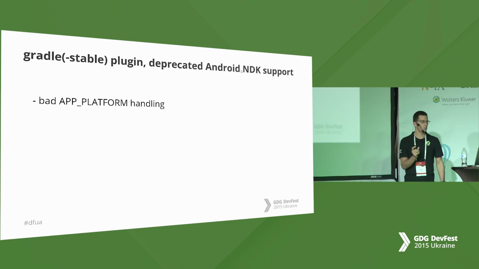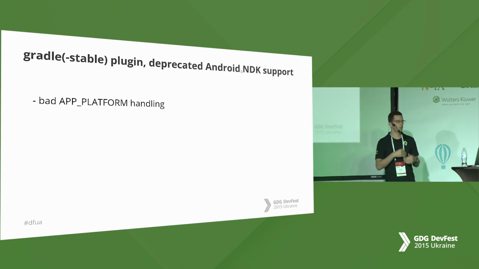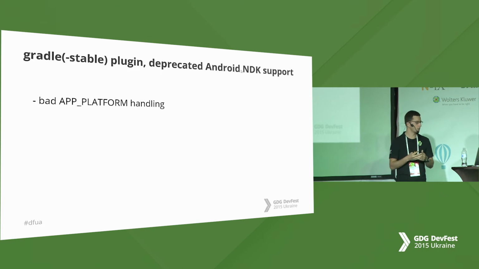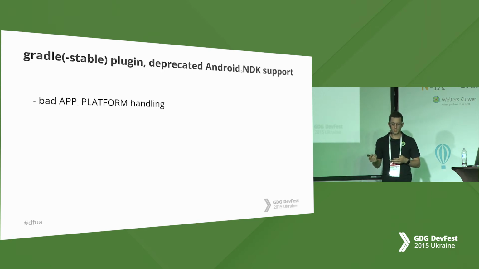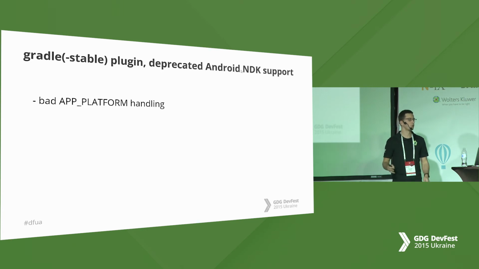And the app platform should be the exact same as your min SDK version or lower, because the app platform defines the minimal version your NDK module will be able to run on. It's like your min SDK version. But how they did it in this plugin is they take the compile SDK version from your Java, which is always the highest you can use usually.